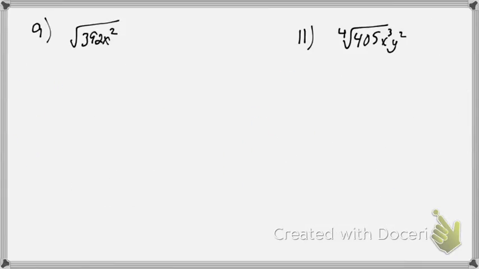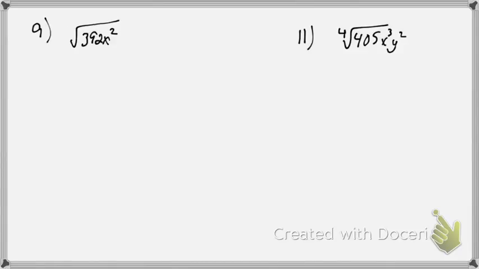Okay, so I'm going to be looking at the final 2 problems that I'm going to be working out from the assignment. So number 9, we have the square root of 392x squared. Okay, so on number 9, we've got 392x squared.